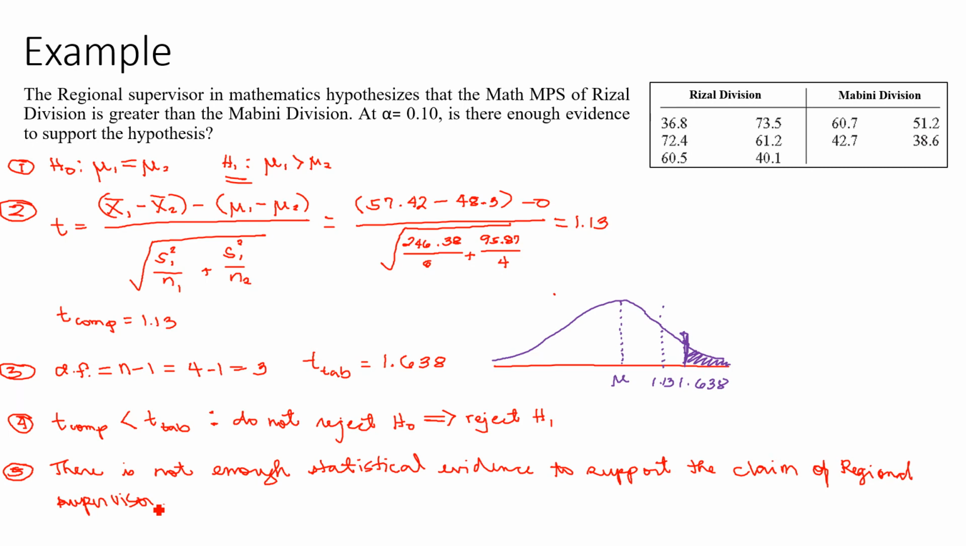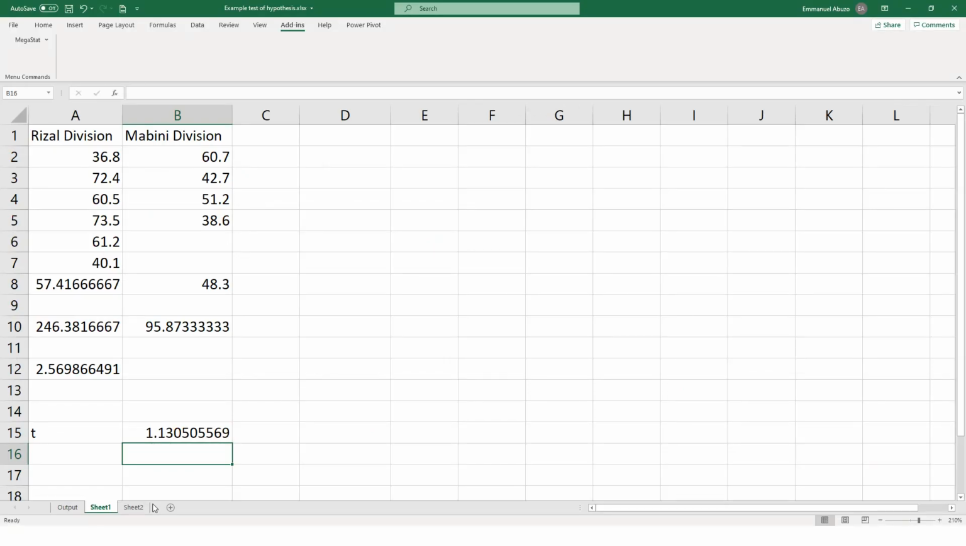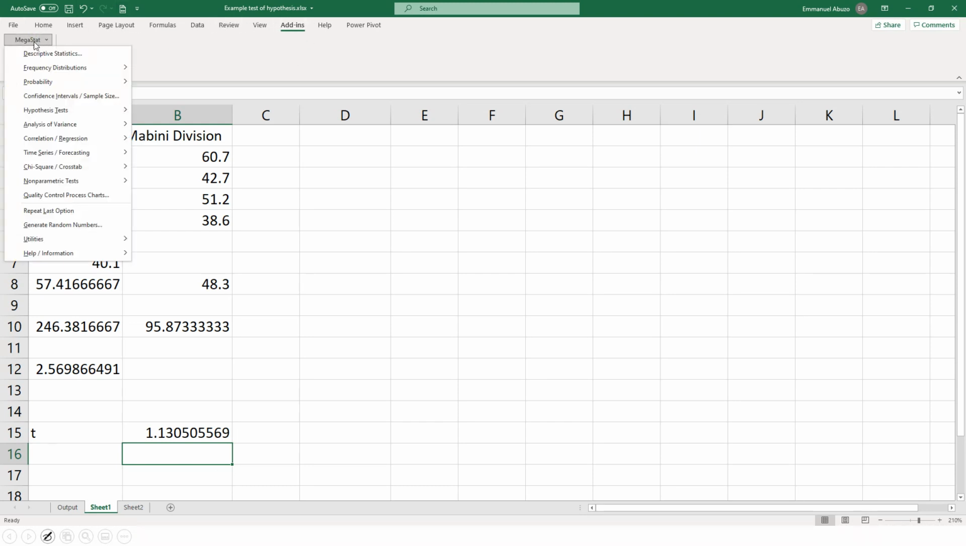Now, this is how we are going to do it manually. But how are we going to do it if we use Megastat in Excel? Okay, so let's move to Excel. So this is now the Excel. What we're going to do is go to add-ins, Megastat, and then use the hypothesis test, and then compare two independent groups.